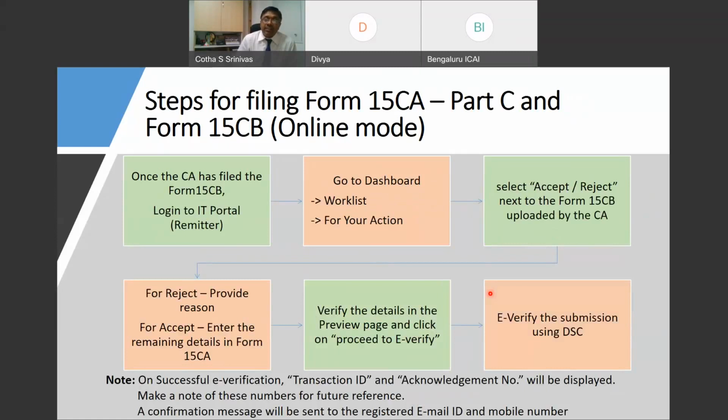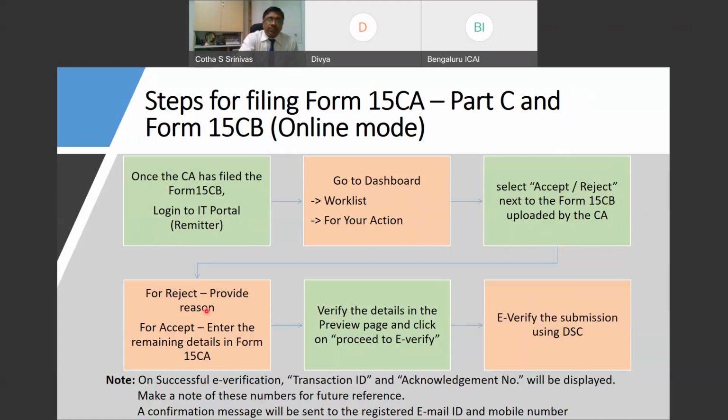Now, whether this is final? No. Once the CA has filed the Form 15 CB, log into IT portal remitter. So the remitter again has to log into his IT portal. He has to go to the work list for his action. He has to select accept or reject next to Form 15 CB uploaded by the CA. So once the chartered accountant has uploaded Form 15 CB, it is not final. The remitter has to go there and either accept or reject Form 15 CB.